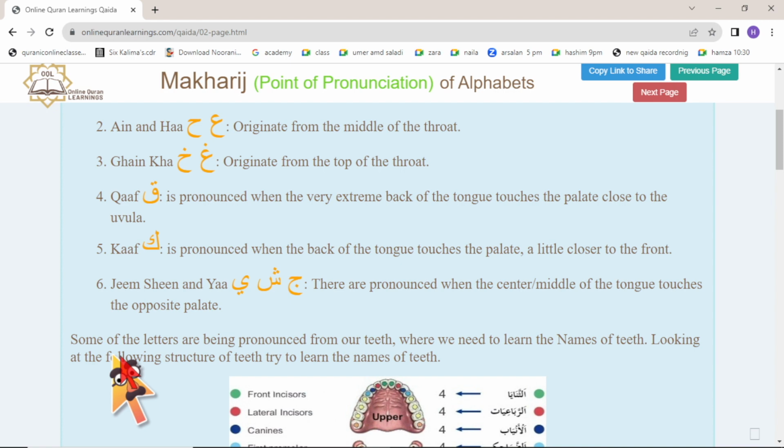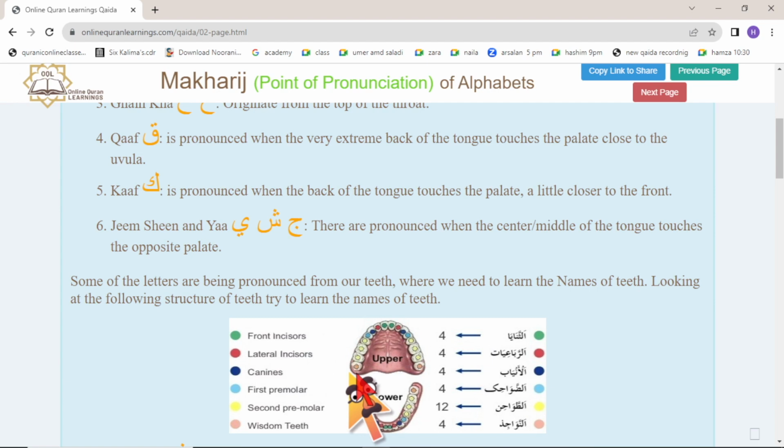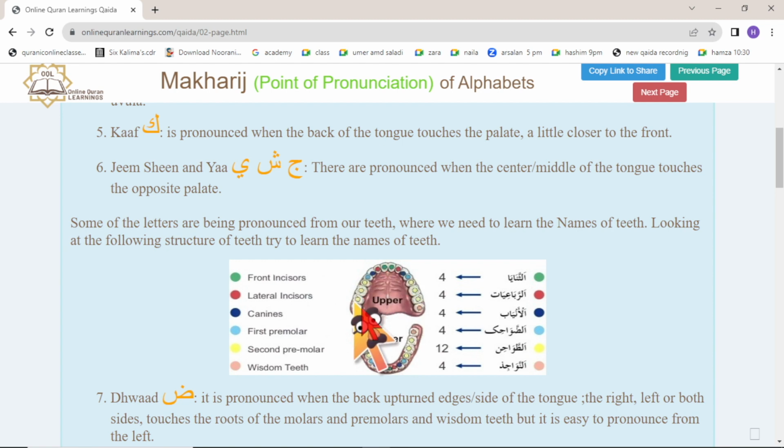After that, some of the letters are pronounced from our teeth, where we need to learn the names of the teeth. Looking at the following structure of the teeth. We'll start with the front two teeth, which are in the front of our mouth. These two teeth are called front incisors. After that, the ones on the left and right are called lateral incisors.